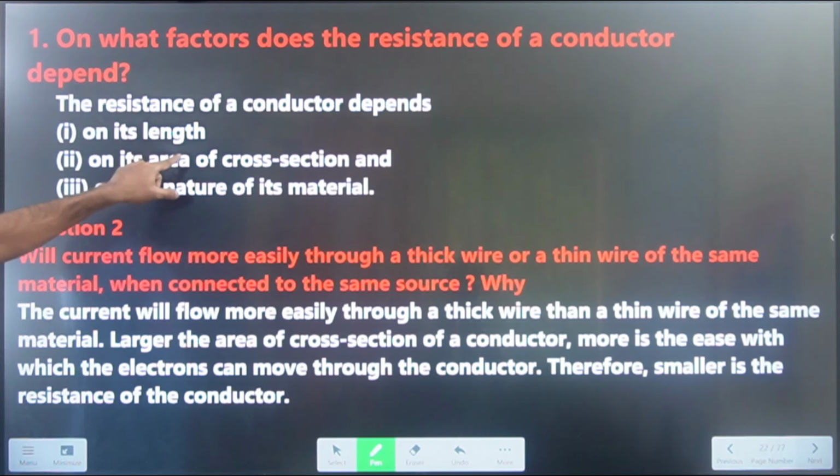Will current flow more easily through a thick wire or a thin wire of the same material when connected to the same source? Why? Here they are asking whether current flows more easily through a thick wire or a thin wire. Already you know that current flows easily through the thick wire.